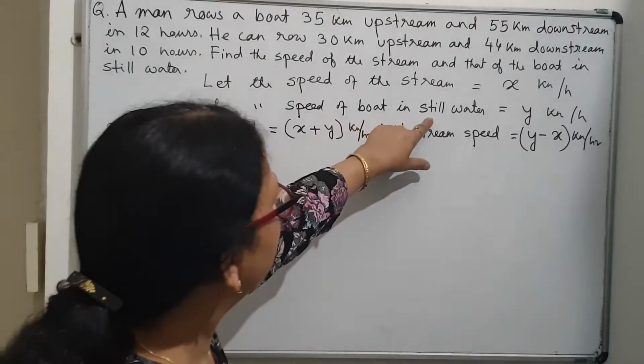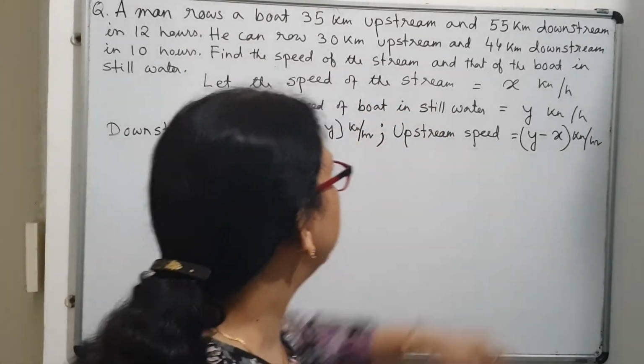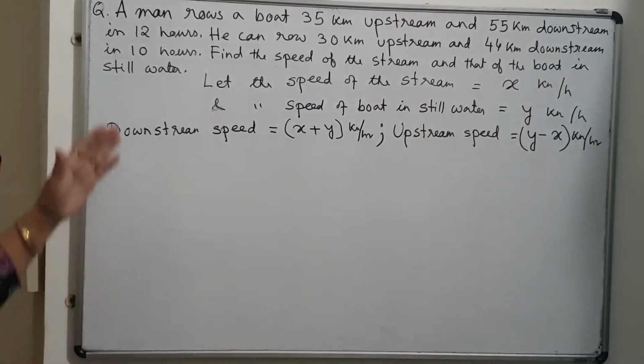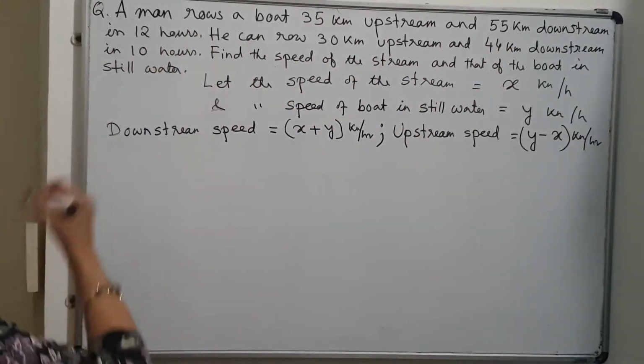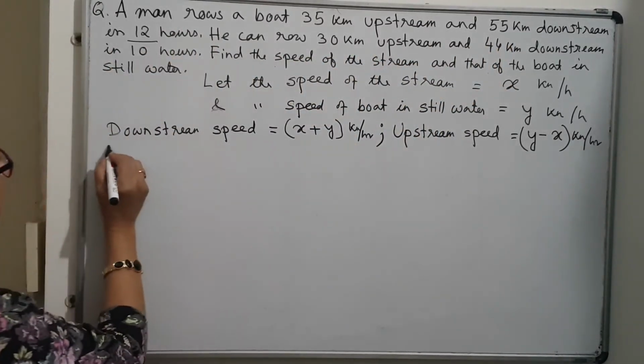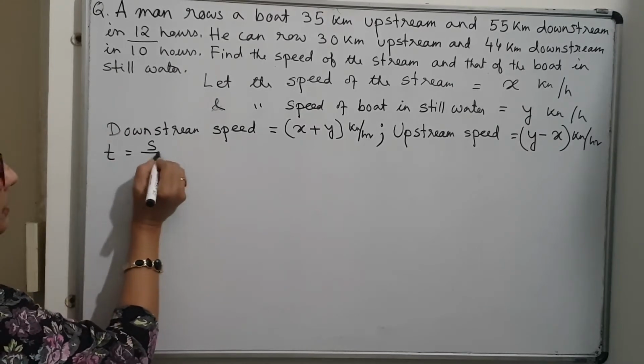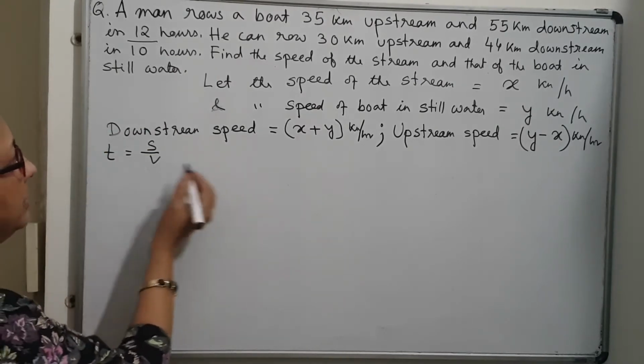Speed of boat in still water minus speed of stream will be the upstream speed. So now we have to form the equation. It is given in terms of time, 12 hours. So what is time? Time is equal to distance by speed. So this one will be used in forming the equation.